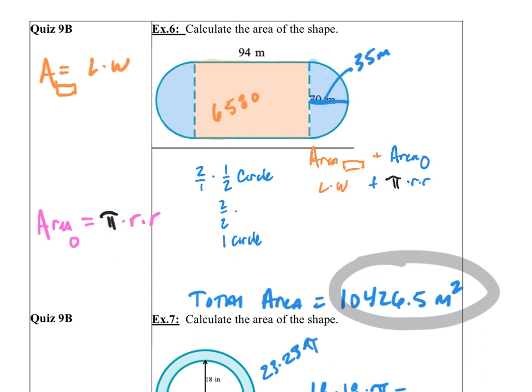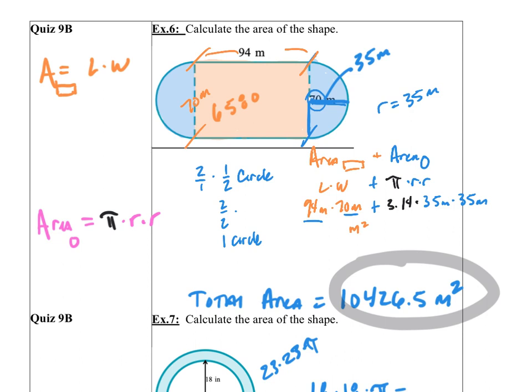Okay, so I have to remember that the diameter, which is 70 meters, means the radius is half of that, because it only goes from the middle out. So my radius equals 35 meters. I also have to look at my rectangle and realize that it goes from here to here, which is 70 meters, and from here to here, which is 94 meters. So I'm going to do that math, which means I'm going to have 94 meters times 70 meters, which is going to give me meters squared.